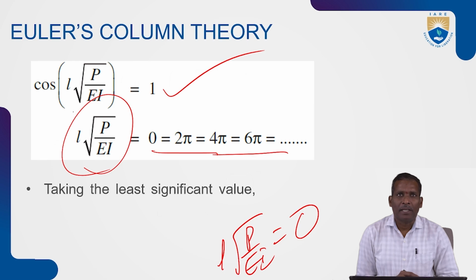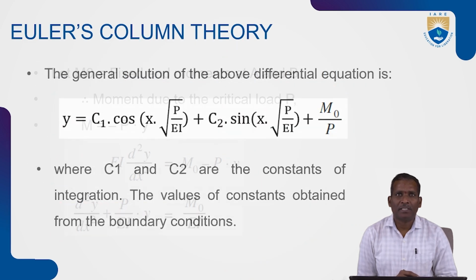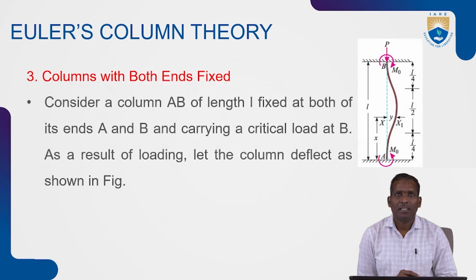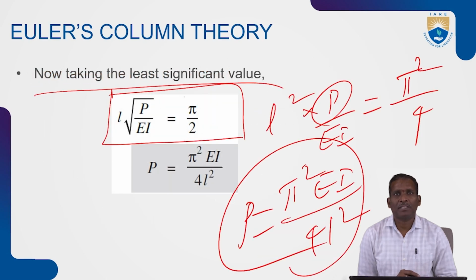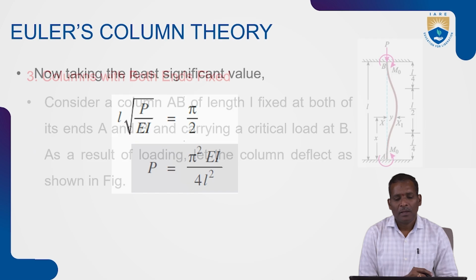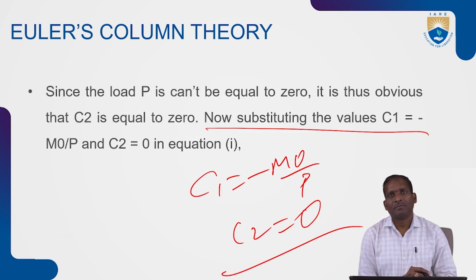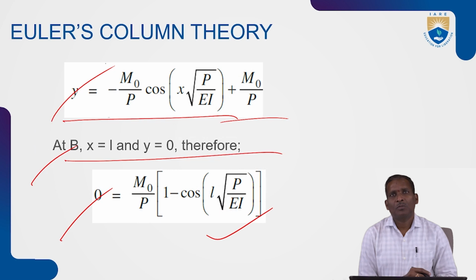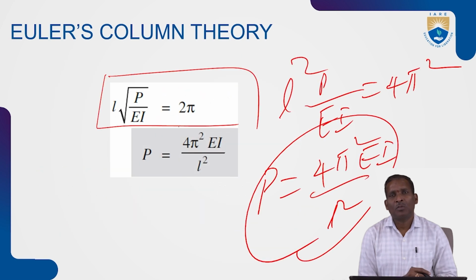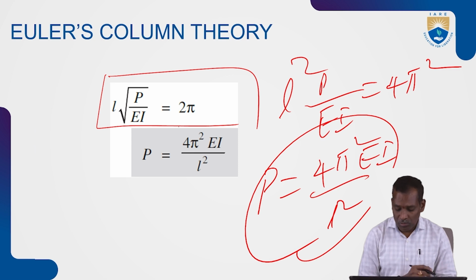In the previous case, one end was fixed and the other end free. The equation was pi square EI by 4L square. But in this case, both ends are fixed, so it is 4 pi square EI by L square. So this is the difference between these two conditions.